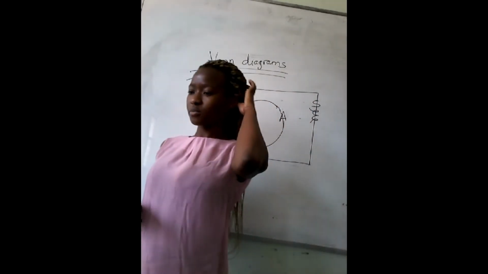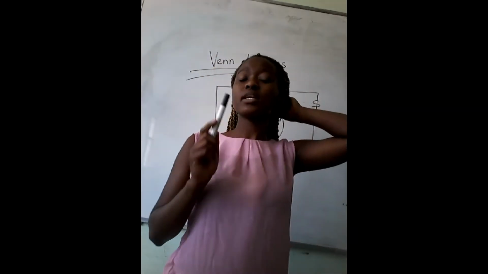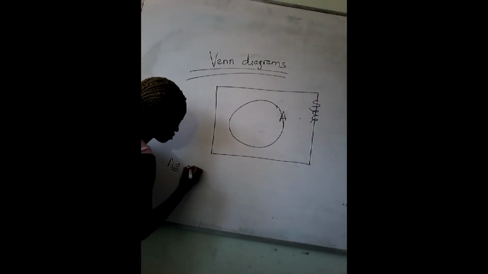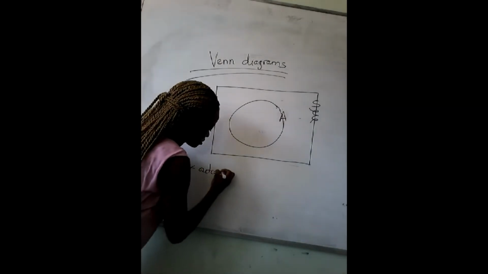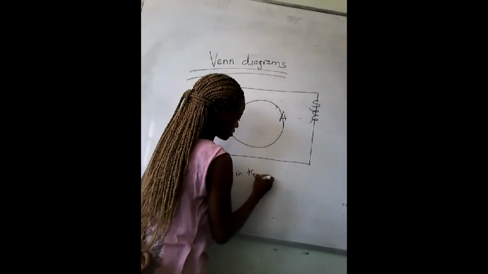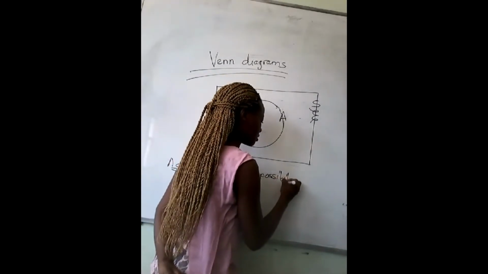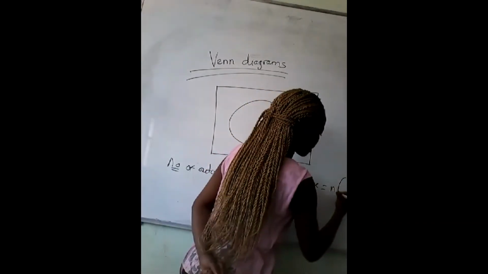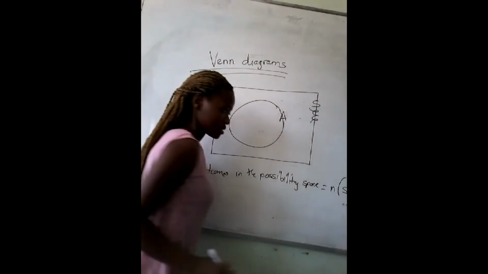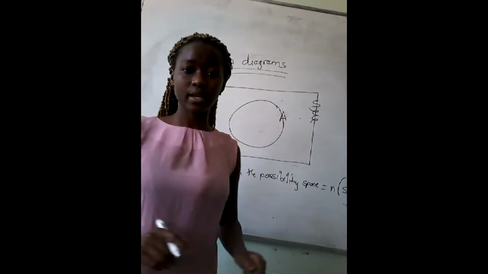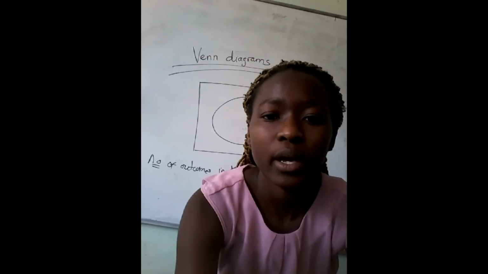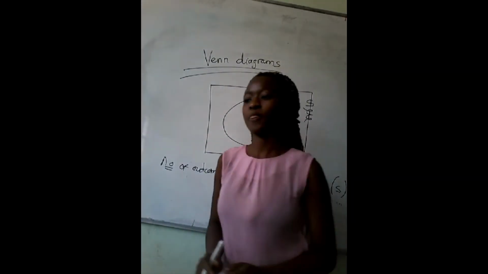Then the number of outcomes in the possibility space is denoted as n, number of outcomes in S. We denote it like this, n(S). Let me just show my camera. This is the n(S), right? Okay, let me just tilt it back.